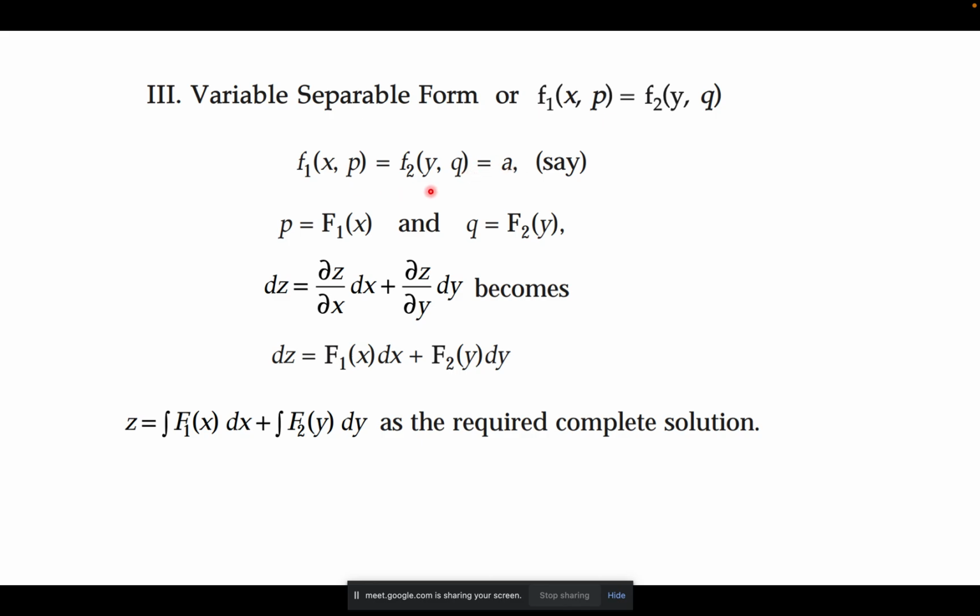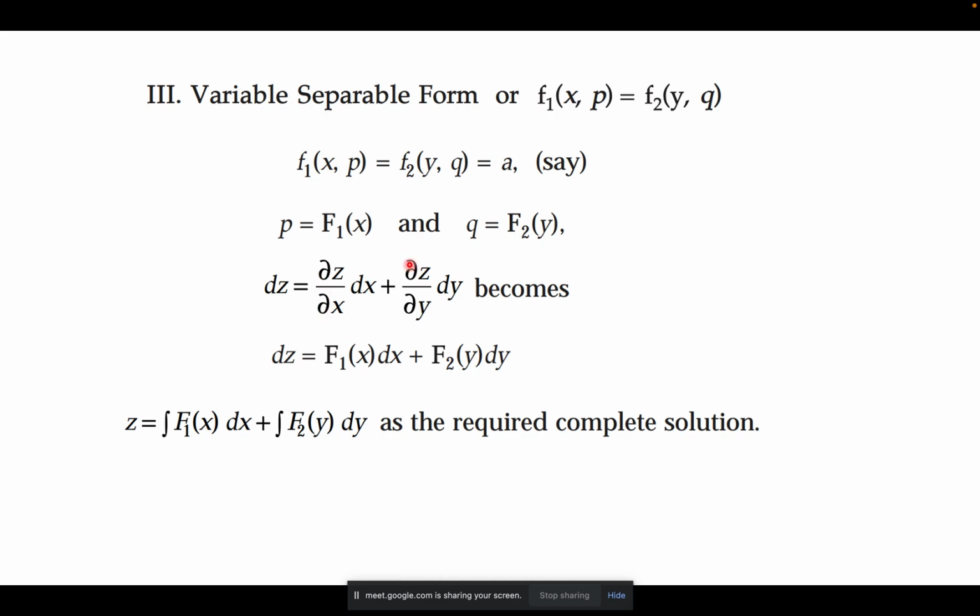Now what you do, you simply call them some constant a. So here f1(x, p) is equal to f2(y, q) is equal to some constant a, right? Now from here you can simply eliminate p in terms of a and x. If I solve f1(x, p) equal to a, I can write p as some function of x, because small f1 is a function of x. Similarly, I can express q as some function of y using the other equation, right?